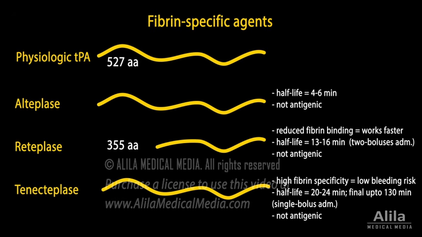Tenecteplase is another version of alteplase with several amino acid substitutions. These changes lead to a higher fibrin specificity, hence lower bleeding risk, and a longer half-life, which allows a single bolus administration.